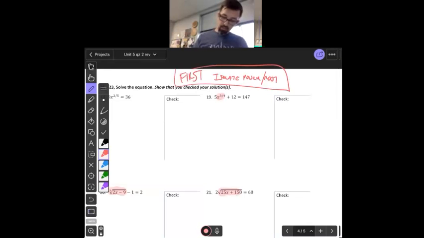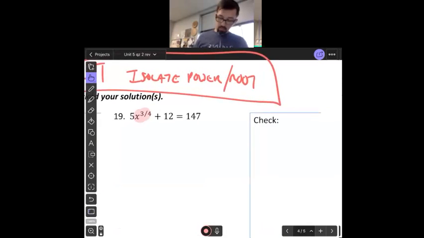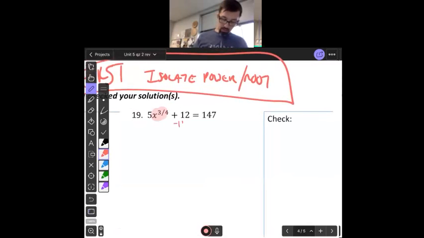Okay. So the first thing I want to do is get rid of that 12. So 5 times x to the 3/4 equals 135. Divide by 5. The order you do this in matters, guys. You gotta do the 12 first and then the 5. That's 27.